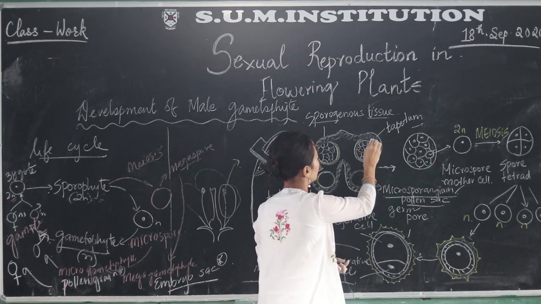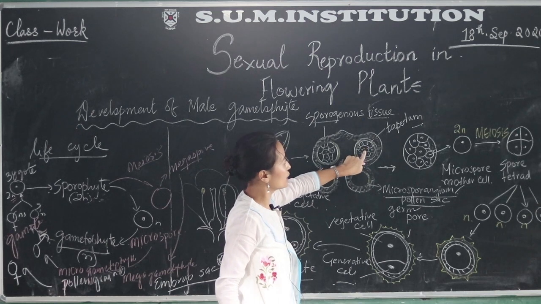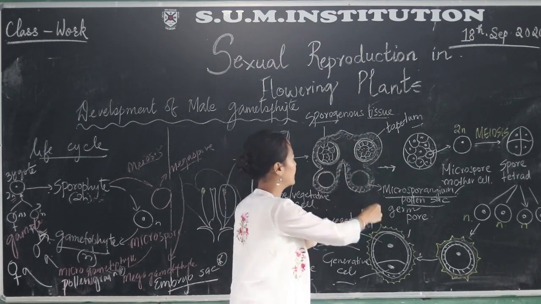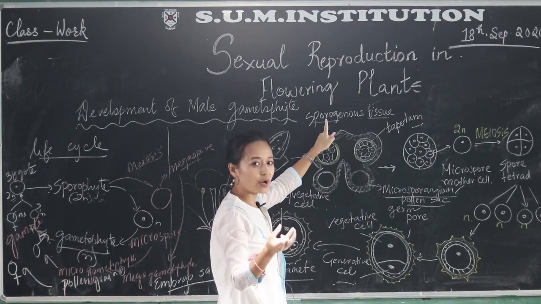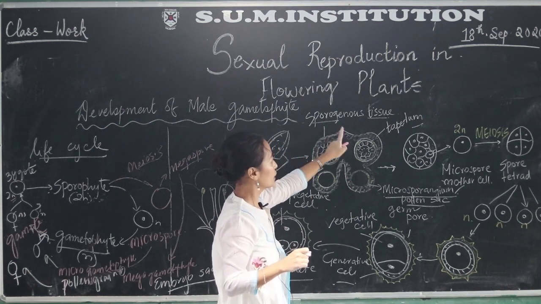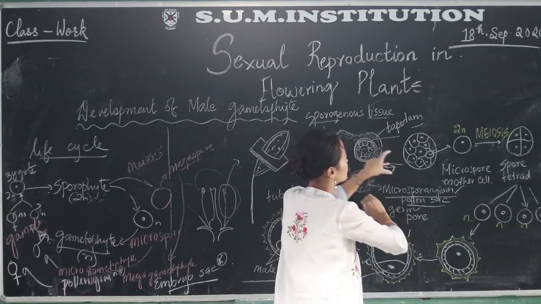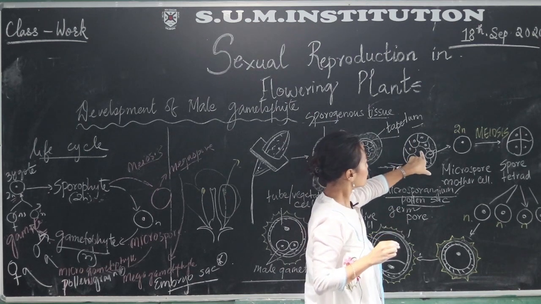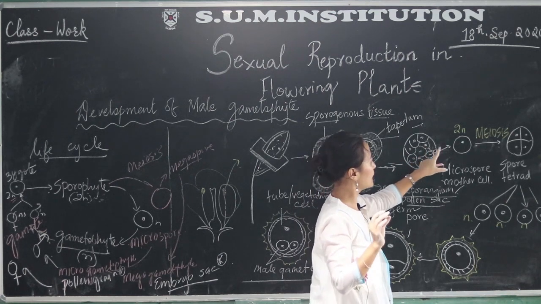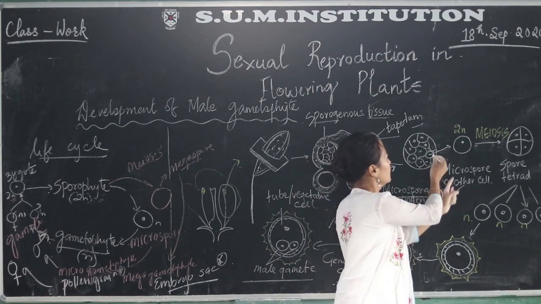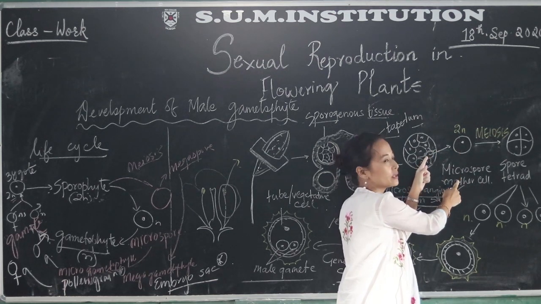This portion. And this tissue that is present inside, enclosed by the tapetum, we call the sporogenous tissue, from where the spores will be produced. So we take this sporogenous tissue, and its cells, if you take one cell, this is known as the microspore mother cell.